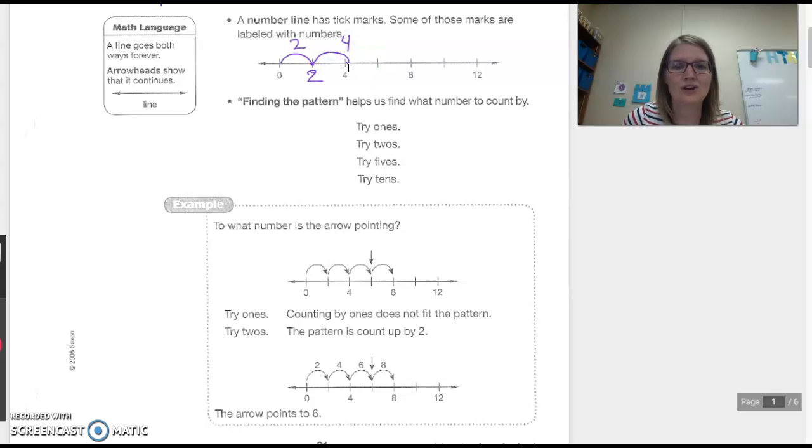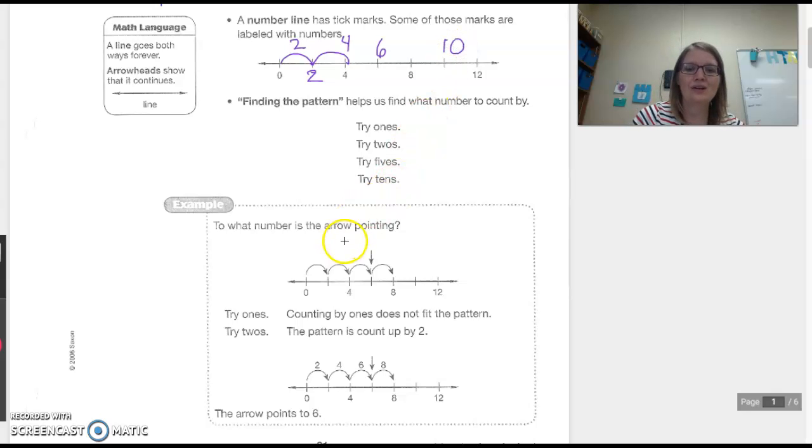Now here is our next one. 4, blank, 8. We know that 2 more from 4 is 6. 8, blank, 12. Now I'm asking you to fill in that, and don't just look at the bottom, okay? We're going to say 10.